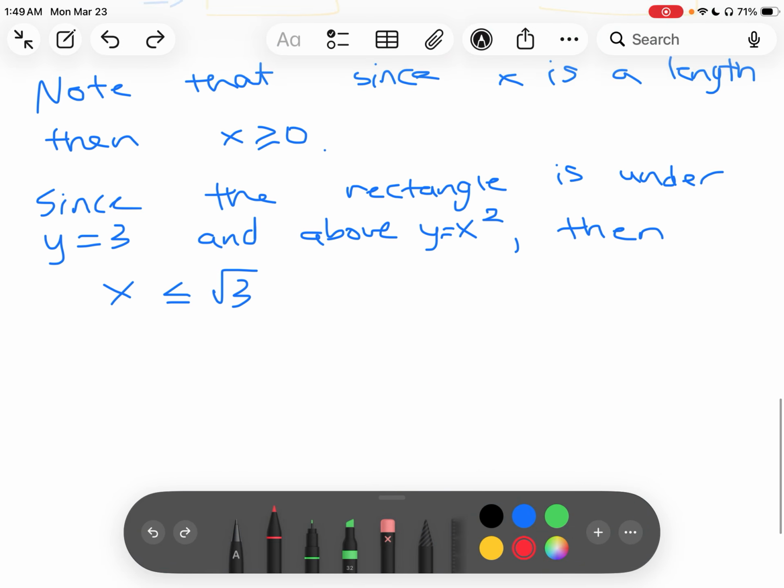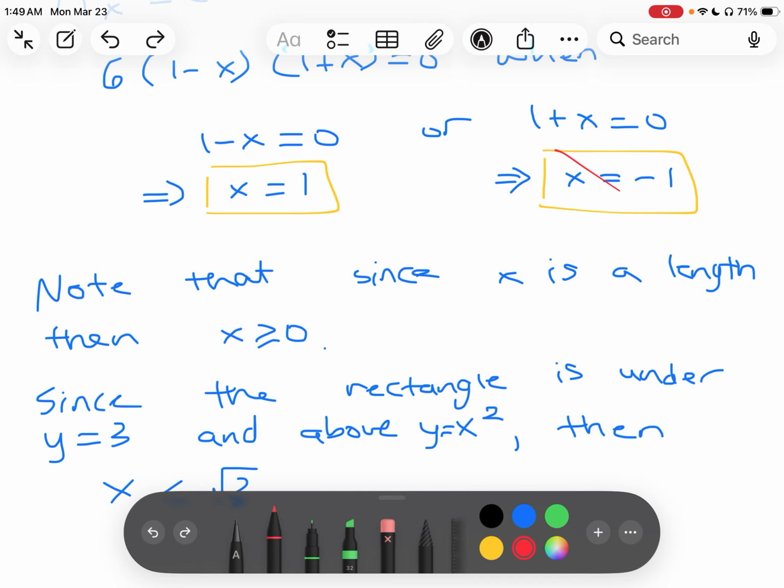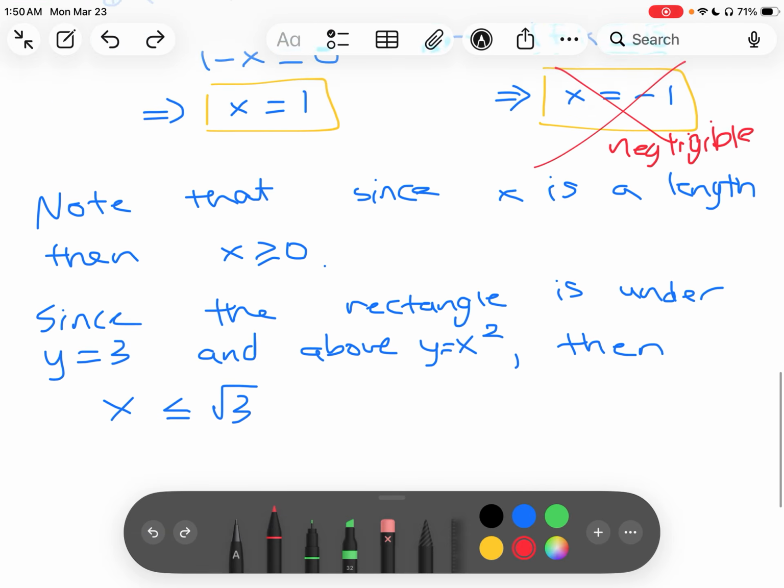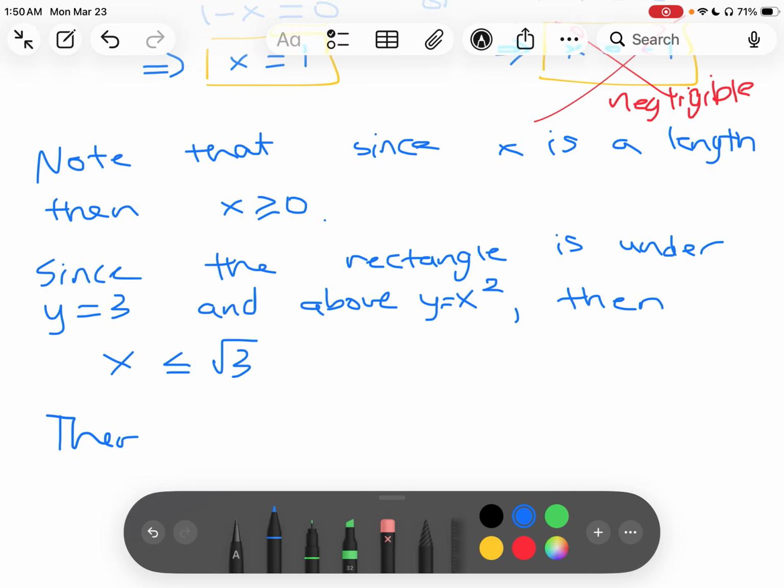Okay, so what do we have? Well, this one doesn't work. This answer is negligible, just meaning that we can ignore that one. And then it must be that x equals 1. Okay, so therefore it must be that x equals 1.